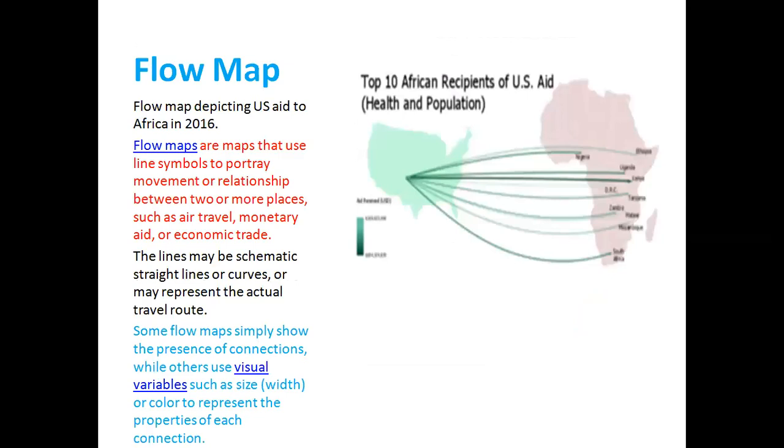Okay, and flow type of map. Flow map depicting US aid to Africa in 2016. How much aid the US gave to Africa, this map shows during 2016. You see, these lines may be schematic straight lines or curves or may represent the actual travel route. Some flow maps simply show the presence of connections while others use visual variables such as size or color to represent the properties of each.